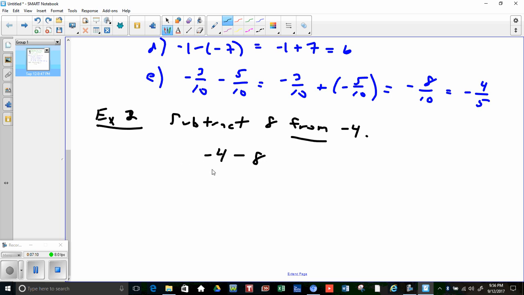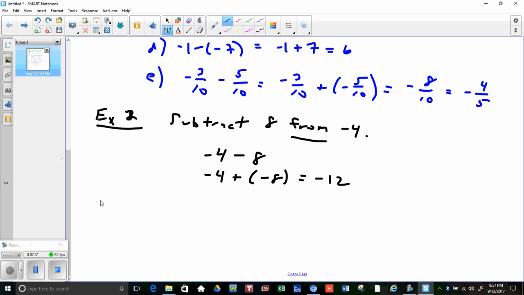All right, so we're going to change this into an addition problem. Start at negative 4, change the minus to a plus, and the opposite of 8 is negative 8. So if I start 4 to the left and I go 8 more to the left, I'll finish at negative 12.